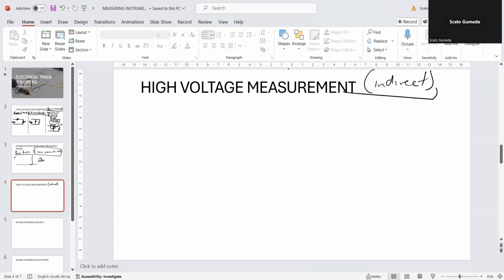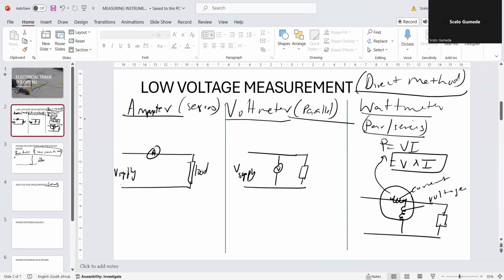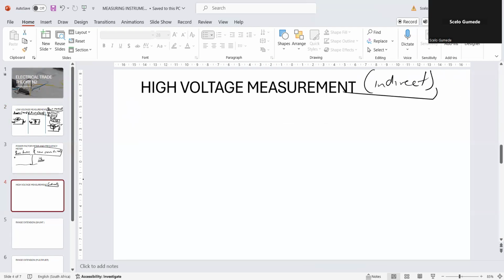Indirect. Now, what do I mean by indirect? It simply says that here you are connecting directly. You can see it's directly on the line, directly on parallel, directly on lines. But the high voltage, we can't do that. Why? Because if the voltages are too high, they would tend to damage our meter. So we are going to use transformers.